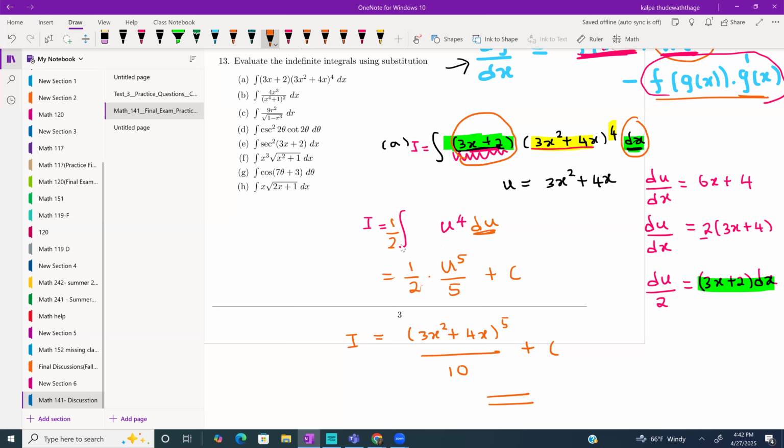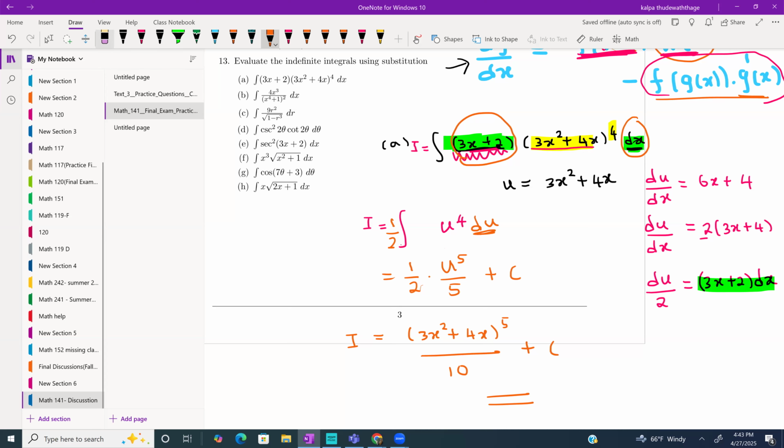Okay. I integrate 3x plus 2 times 3x to the power 2 plus 4x to the power 4. It's actually a 9th order polynomial. The degree is 9, because if you expand everything, it's going to be very long and has a lot of terms. But I can quickly integrate it using substitution.